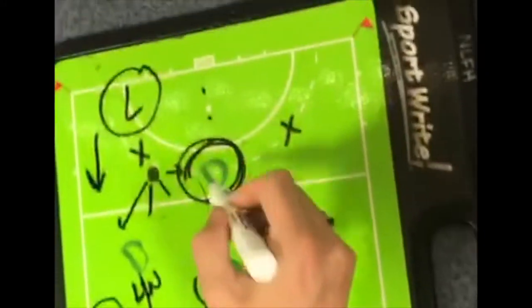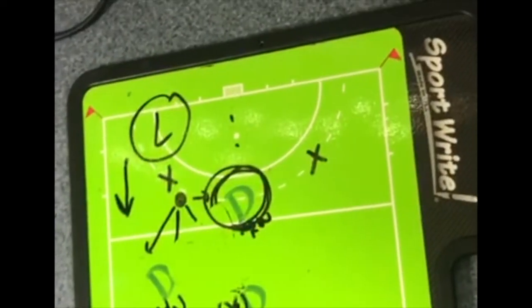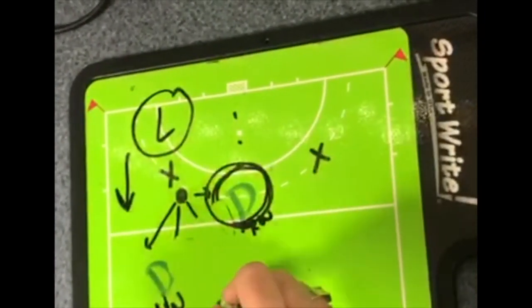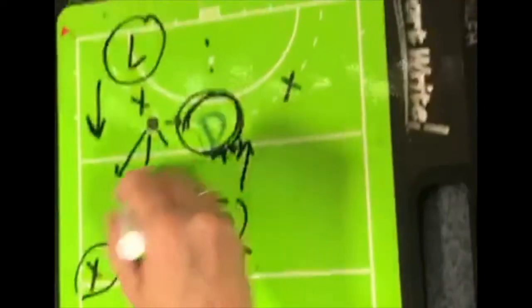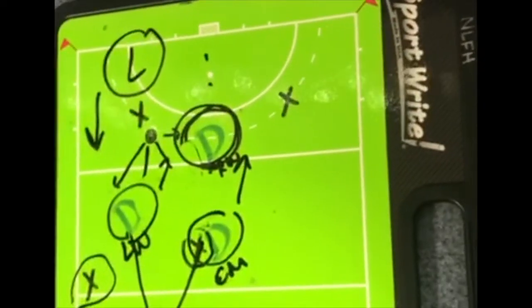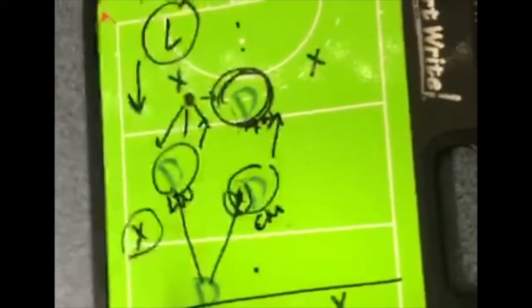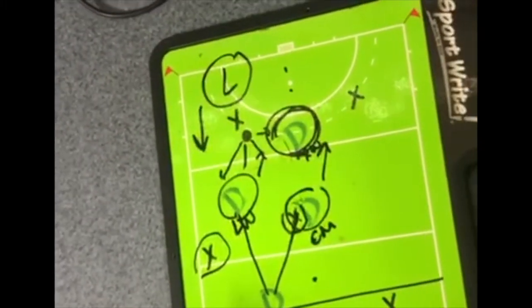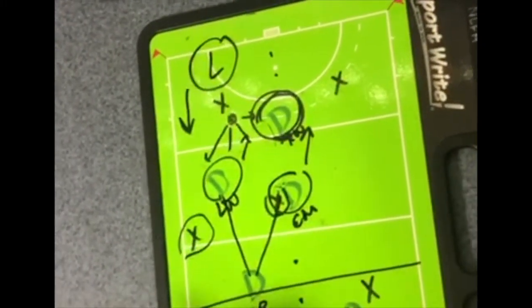If we can intercept here, and this is what the girls did beautifully in our game on Monday night, we counterattack immediately. Same thing: intercept, counterattack, intercept, counterattack. So we're really looking to create turnovers that hopefully result in goals. If you can share this with the girls and maybe ask them to tell you about it, that'd be awesome.